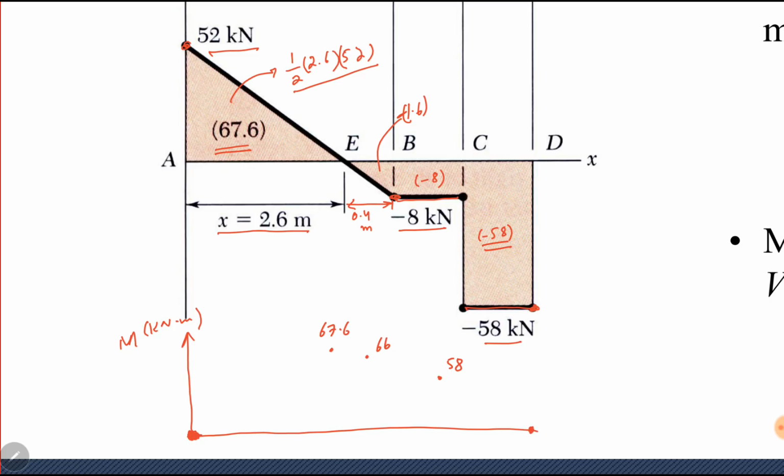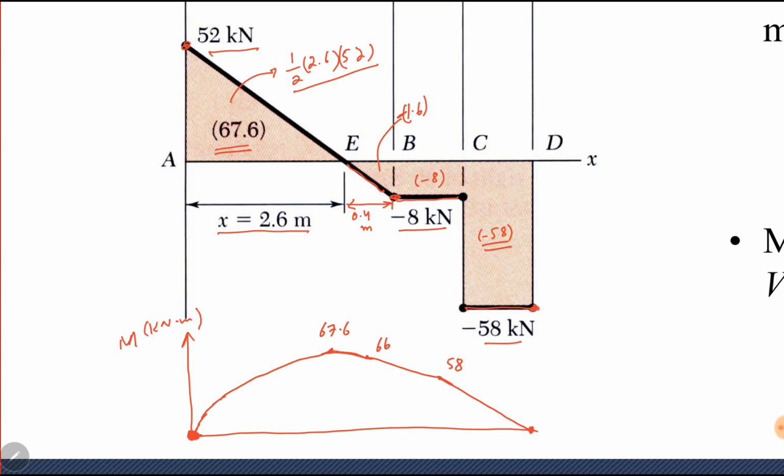Now, from A to E, we have a decreasing slope of shear force. So here will be a clockwise bending moment diagram. From E to B, again we have a decreasing slope. Again, it will be a clockwise bending moment diagram. Both of these curves are quadratic because the shear force is linear. Between B and C, the shear force is constant, so the bending moment will be a linear line. And again, between C and D, the shear force is constant, so it will be linear.